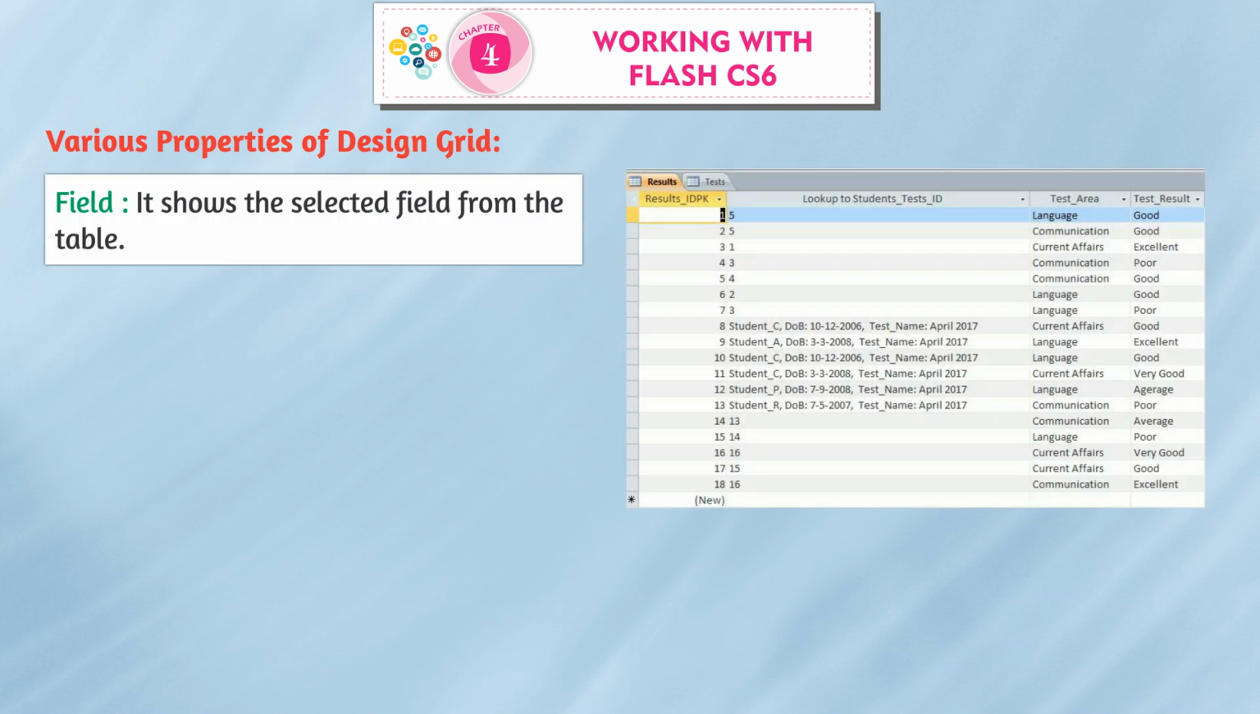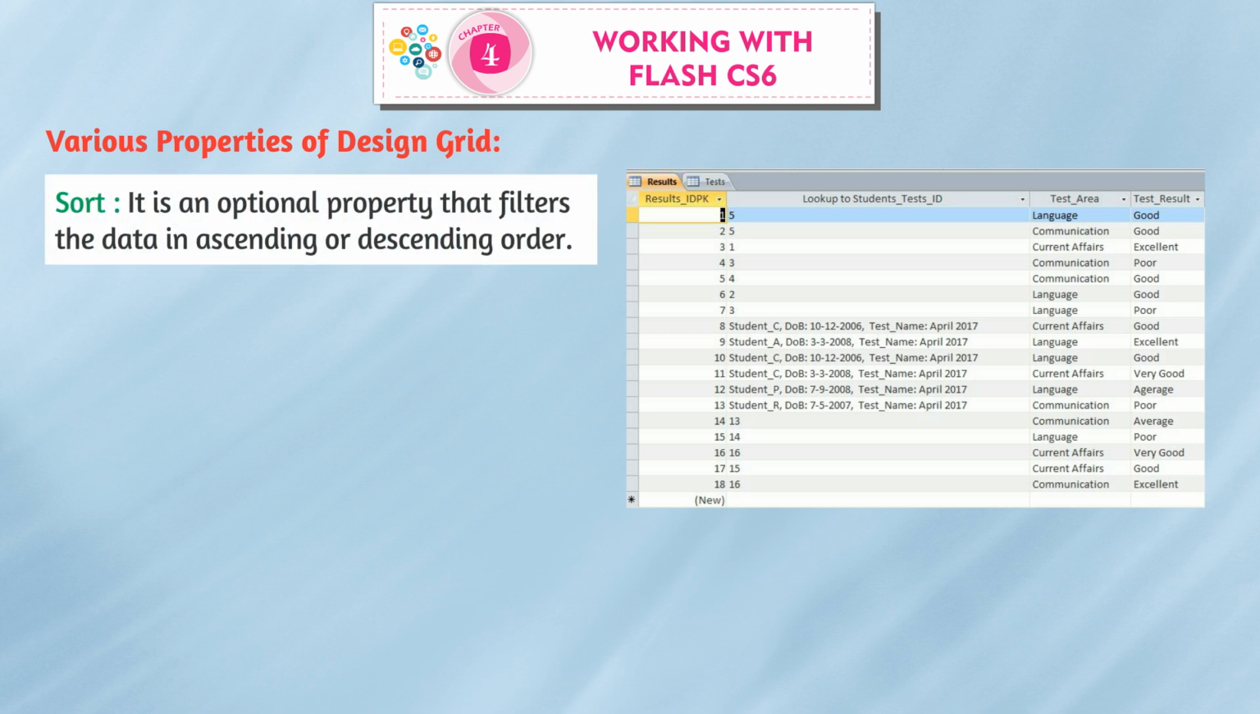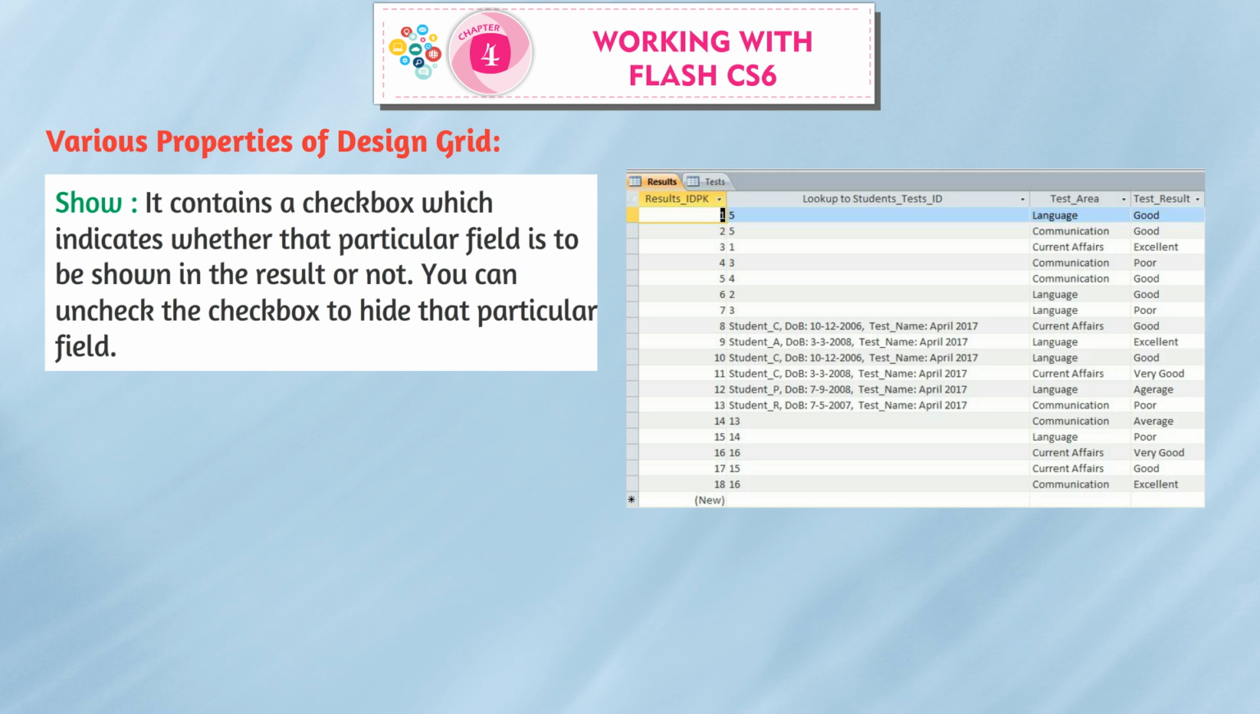Field. It shows the selected field from the table. Table. It shows the name of the table from where the field is selected. Sort. It is an optional property that filters the data in ascending or descending order. Show. It contains a checkbox which indicates whether that particular field is to be shown in the result or not.